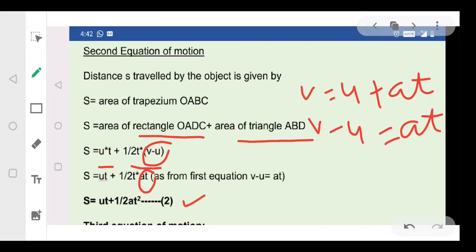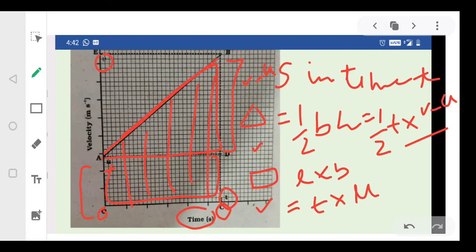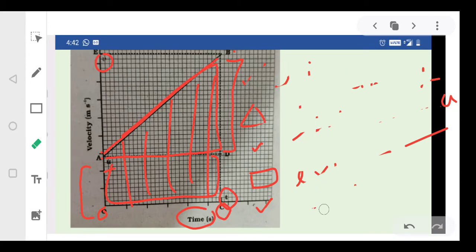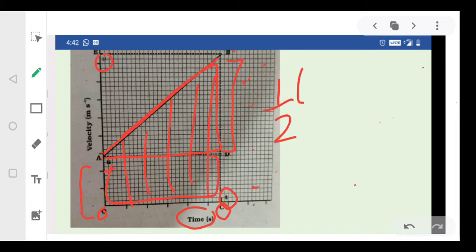OABC. Let me show you again that graph. This is the graph. This OABC is also forming a trapezium. Now in a trapezium, let me erase this first. If you remember, the formula of area of trapezium is half sum of parallel sides into height. This is the area of a trapezium.